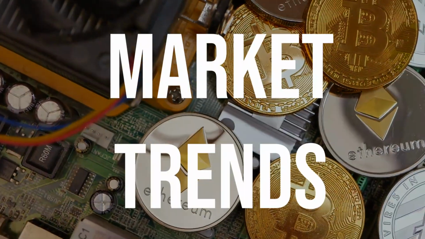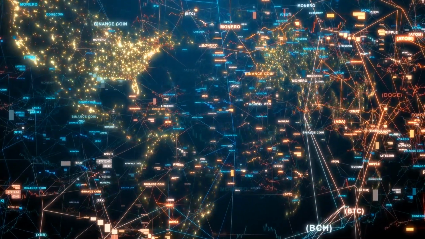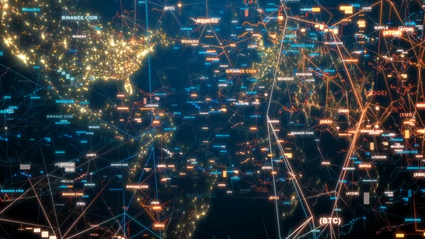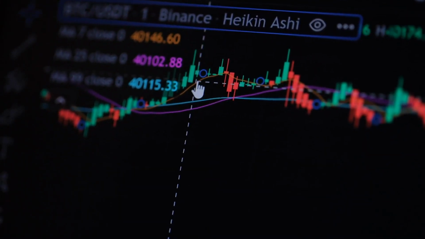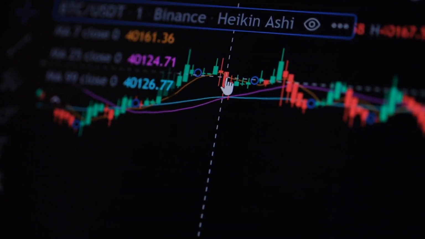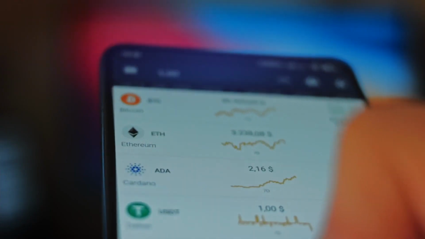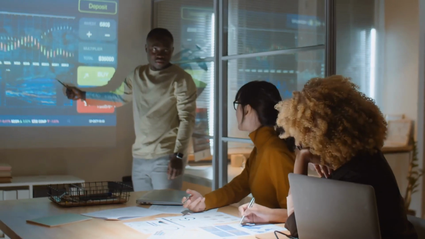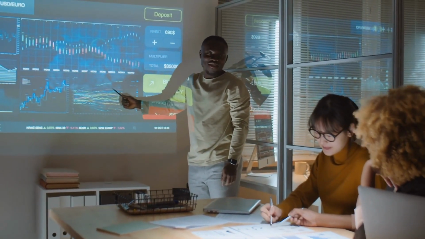Lastly, we have crypto trading. This relatively newer asset class involves speculating on the price movements of cryptocurrencies. Traders can either speculate on prices using contracts for difference, or CFDs, or buy digital currencies with the hope of selling them at a higher value. Crypto trading offers unique opportunities in the evolving world of digital assets.